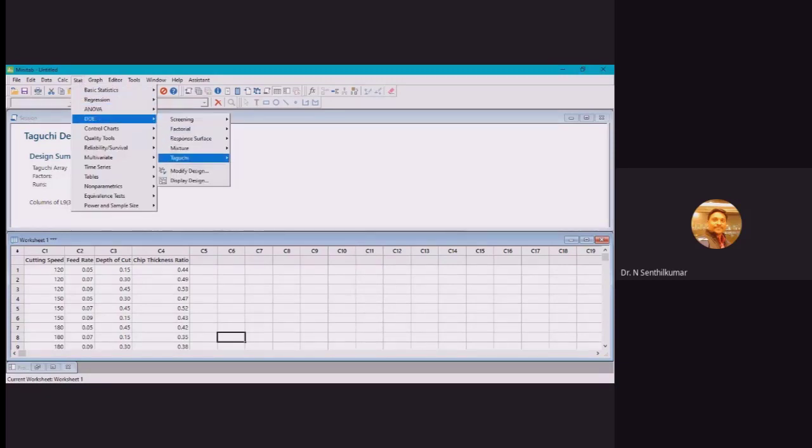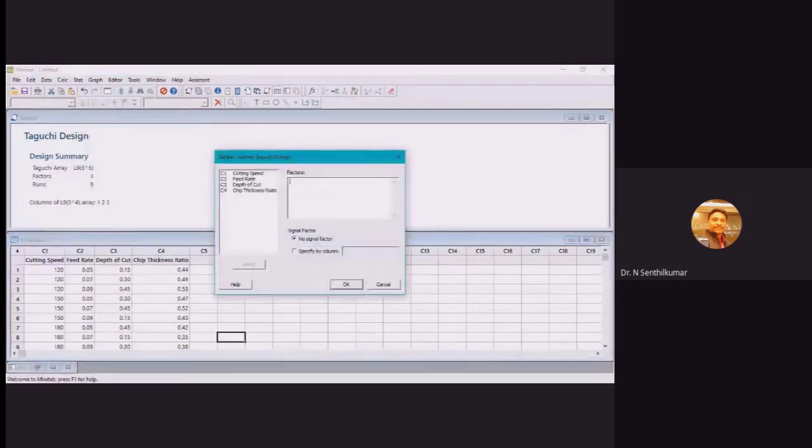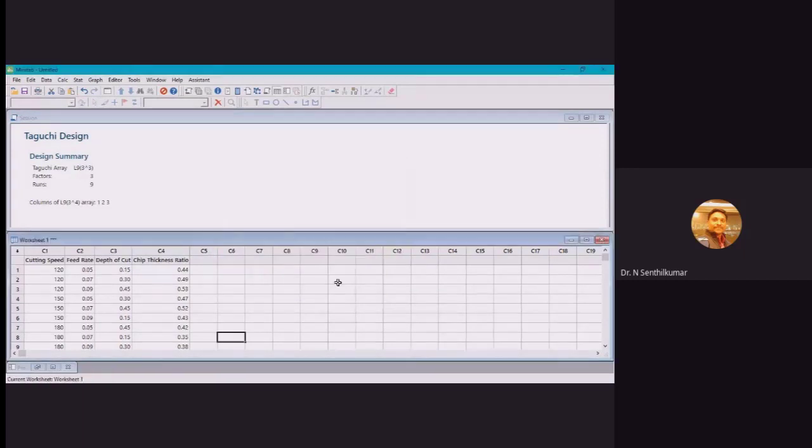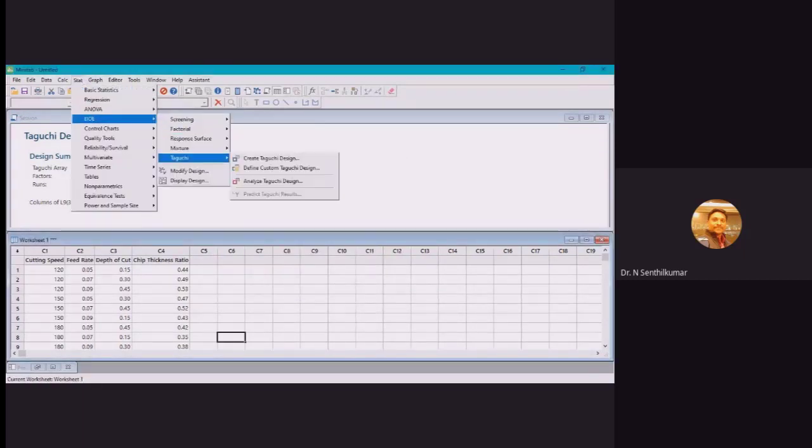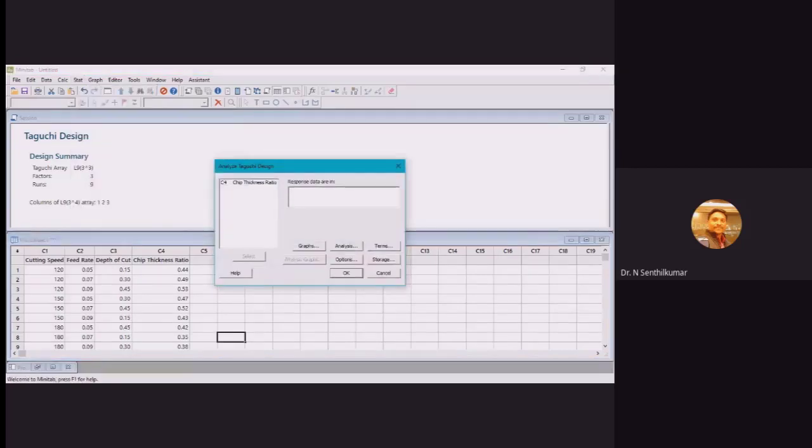Start, DOE, Taguchi. Now you can see the other 2 tabs are highlighted. So define the factors. What are my factors? The factors are nothing but the inputs. So select the 3 inputs. Select. Okay. Now start, DOE, Taguchi, analyze. What are we going to analyze? What is my response data? Chip thickness ratio.